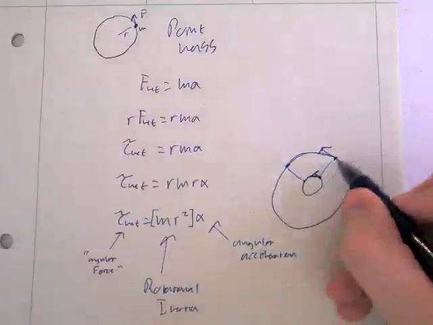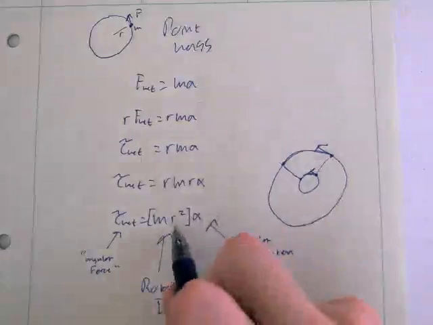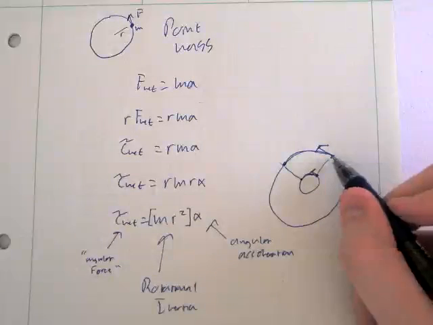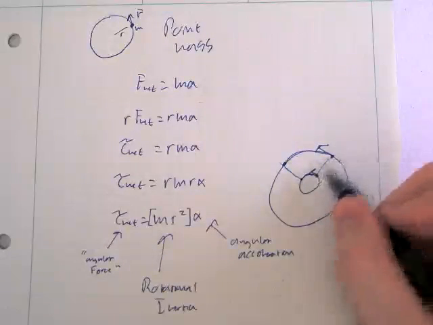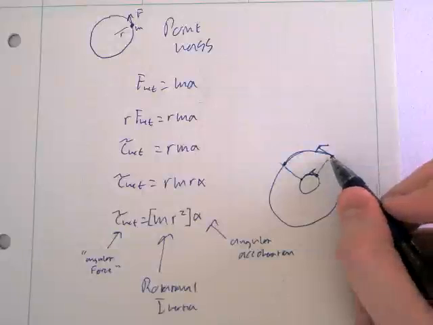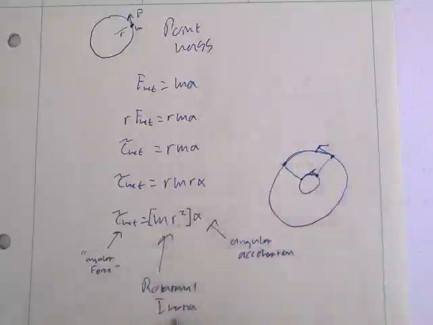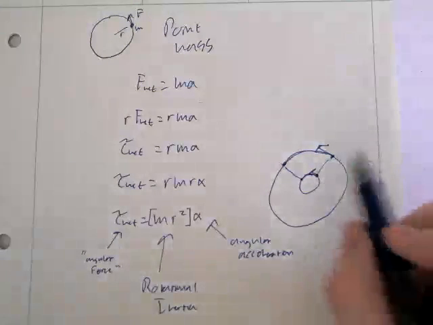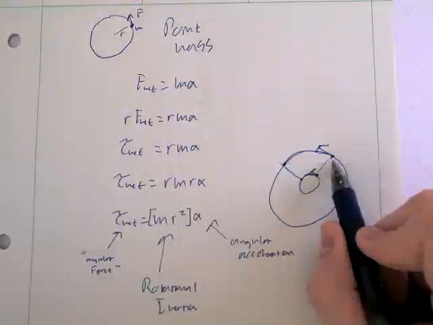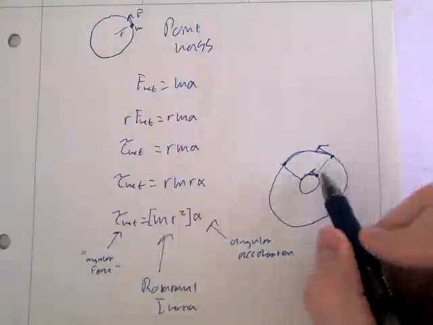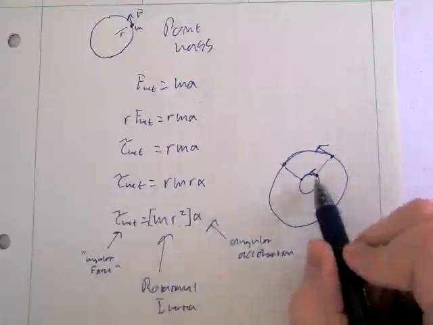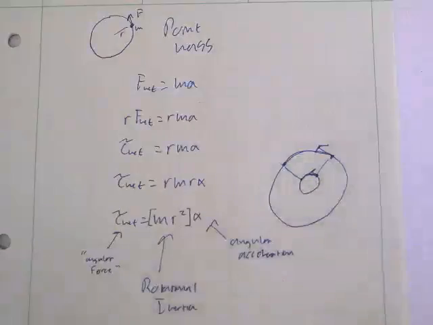So if you want to maintain this for something further out at a further radius, even if they're the same mass, this object that is further out, it has the bigger r, it will have more rotational inertia, and I will need a much larger torque to get this object moving at the same angular acceleration as this object.